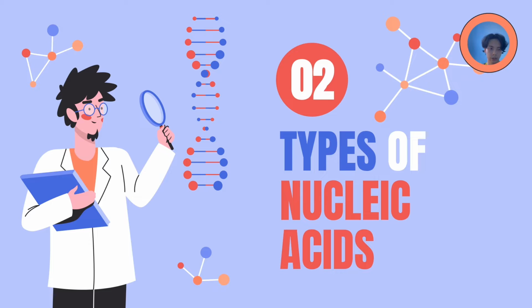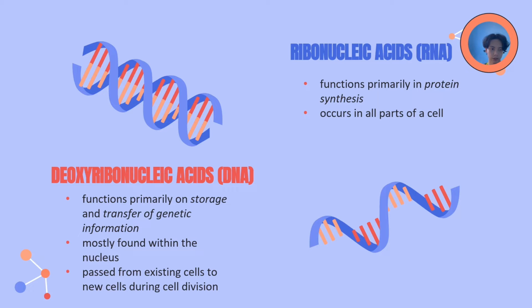Types of nucleic acids. DNA functions primarily in the storage and transfer of genetic information, which is used indirectly to control many functions of a living cell. Nearly all of the DNA is found within the cell nucleus, and DNA is passed down from existing cells to new cells during cell division. While RNA functions primarily in the synthesis of proteins, molecules that carry out essential cellular functions. And lastly, RNA occurs in all parts of a cell.